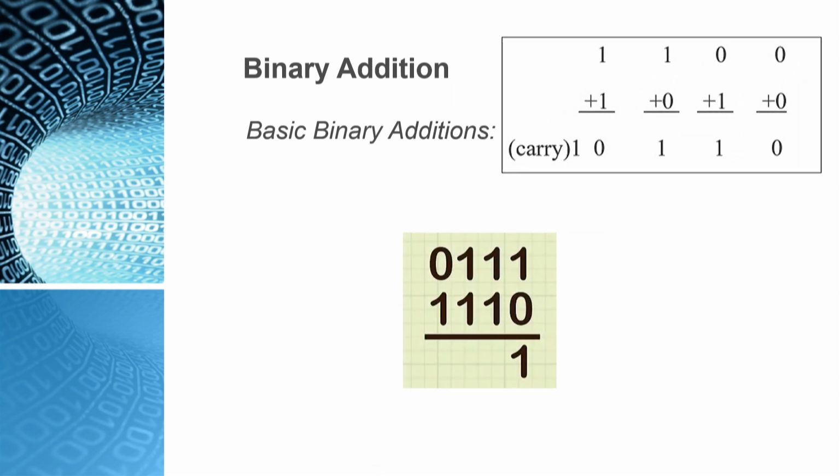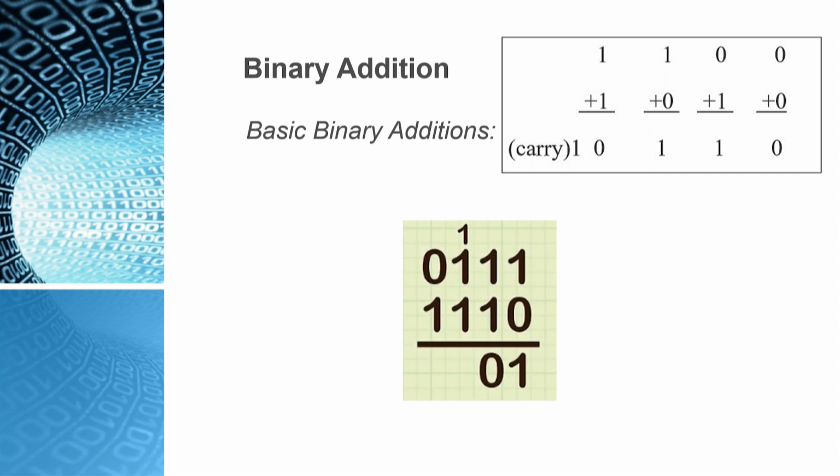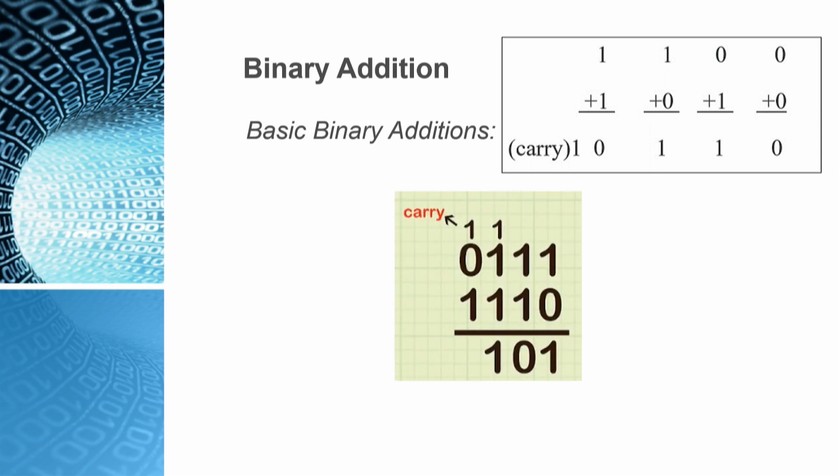1 plus 0 gives 1. 1 plus 1 would give 0 with a carry of 1. Again, 1 plus 1 would give 0 and a carry of 1.